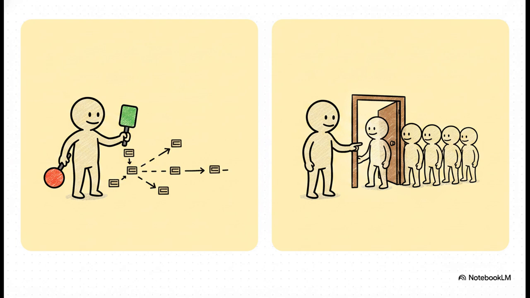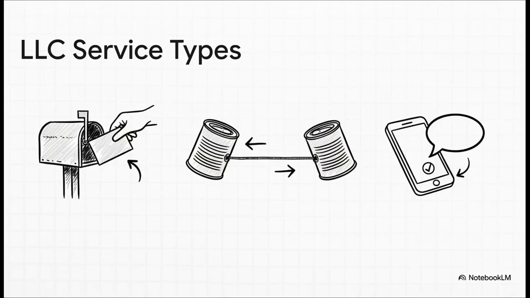The MAC's job is to control the door to the physical medium, whether that's a cable or the airwaves, and decide whose turn it is to speak. This prevents everyone from shouting at once, which in network terms we call a collision. Now, our traffic controller, the LLC, can offer a few different levels of service.